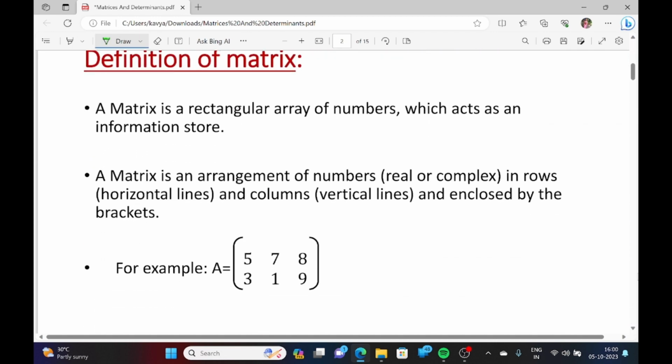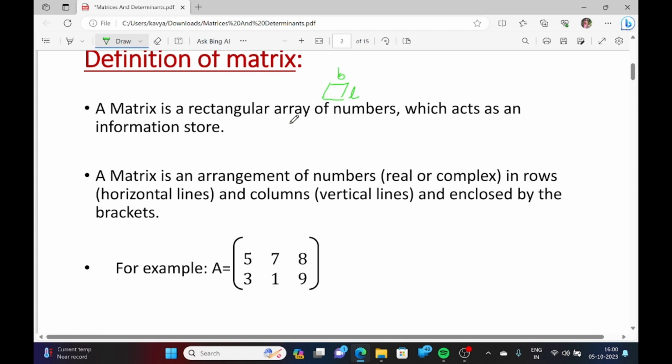Okay, first we are going to discuss the definition of a matrix. What is the definition of a matrix? A matrix is a rectangular array of numbers which acts as an information store. Matrix is a rectangular array. What is a rectangle? A rectangle should have both length and breadth, right? It is a rectangular array, that is, it should have rows and columns.